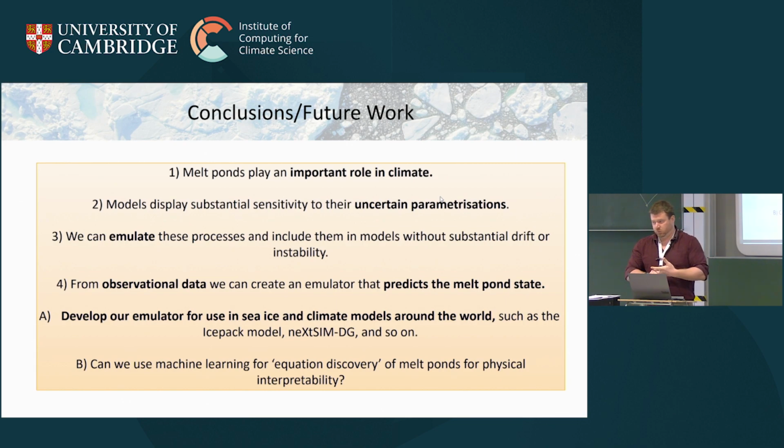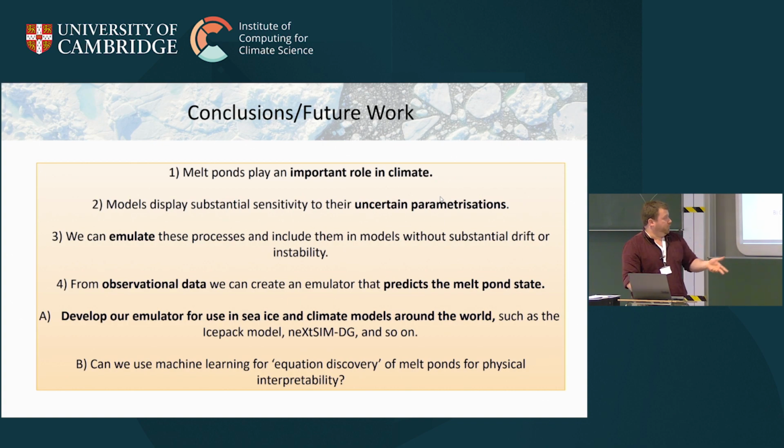So almost all climate models don't actually have a melt pond parameterization. HadGEM has one, and that's about it. So we're seeing if we can put this observational emulator back in, and then it should, in theory, be available, hopefully, to the world's climate modeling centers. And then other steps are things such as, can we use machine learning for equation discovery of melt ponds so we have something that's physically interpretable?